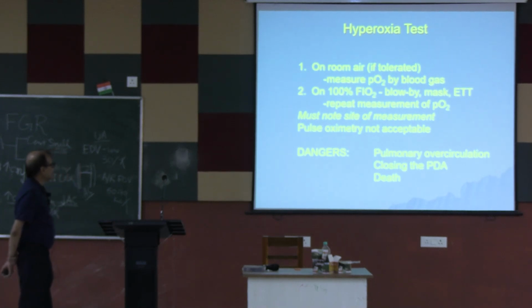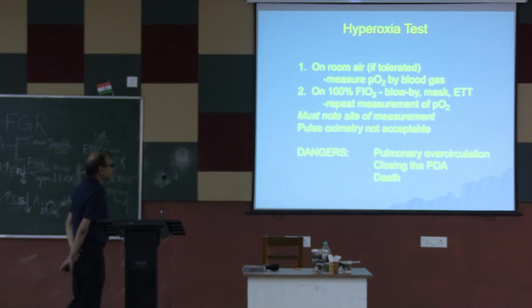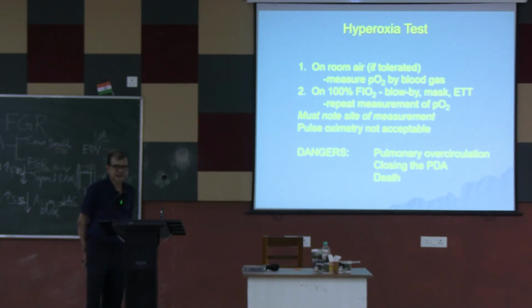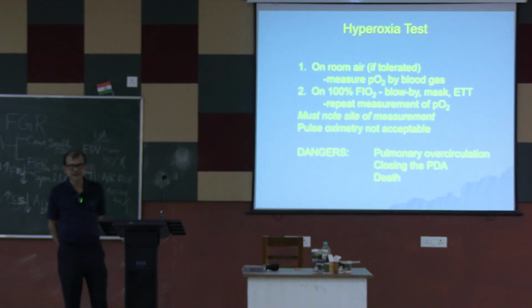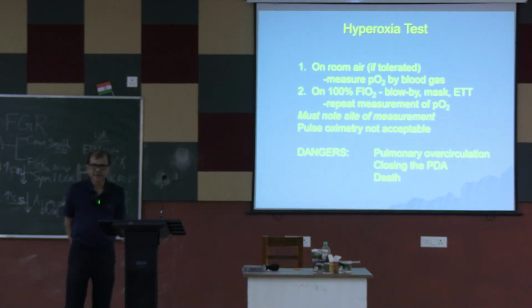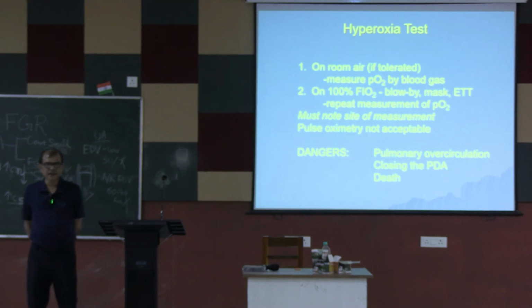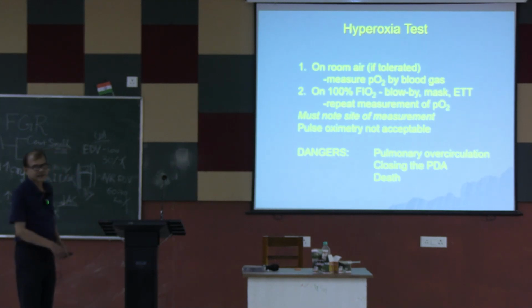Hyperoxia test: first, at room temperature, initial assessment of PaO2, then oxygen supplementation with 100% FiO2. Then after 10 minutes, if the PaO2 increase is less than 100 millimeters of mercury, heart disease is likely. 100 to 150, possibility, and more than 150, lung disease is the possibility.